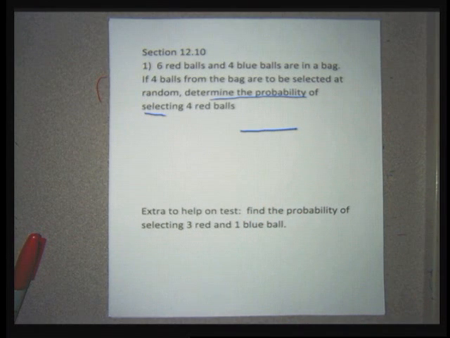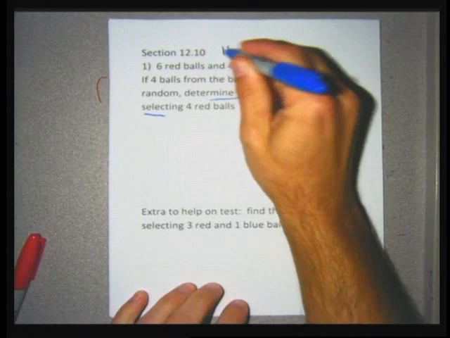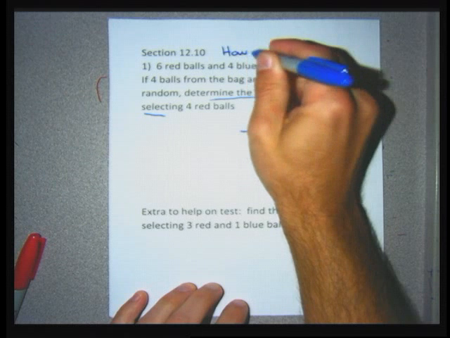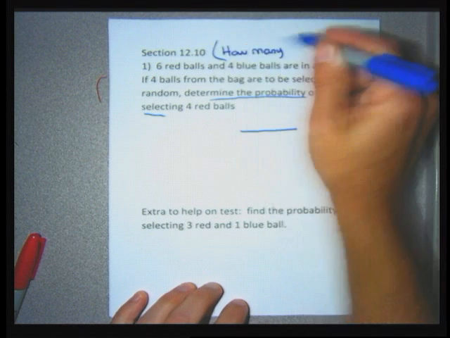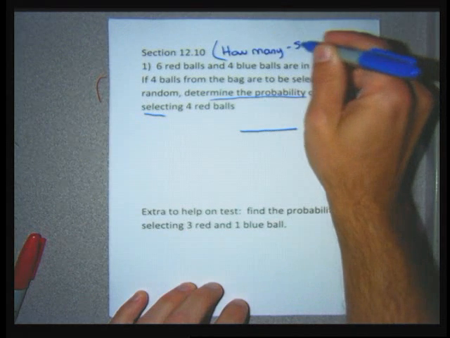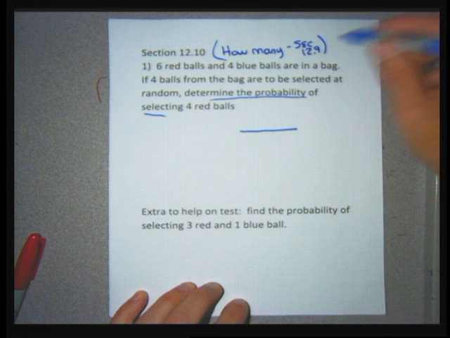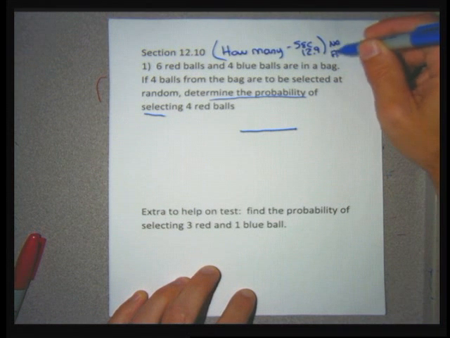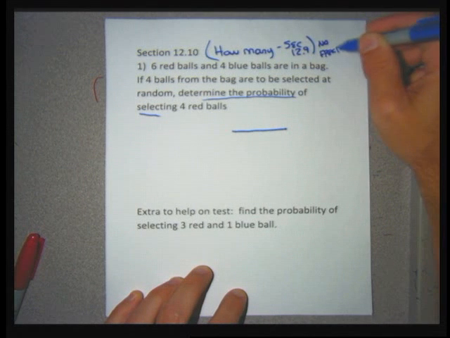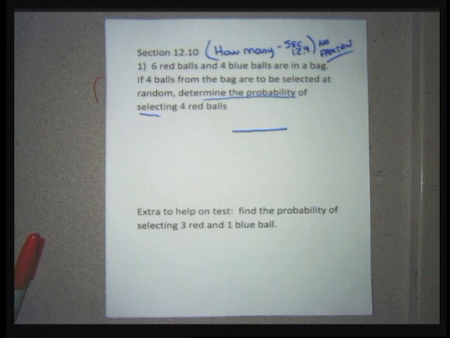When you watched the 12.9 video, there were no questions in 12.9 that asked, what is the probability? All of the questions in section 12.9 ask the question, how many? And for how many questions you don't use fractions to answer. So there weren't any fractions in my answers to section 12.9.